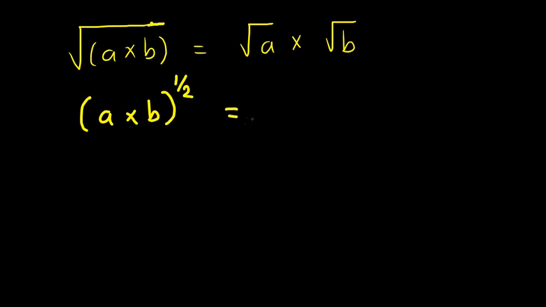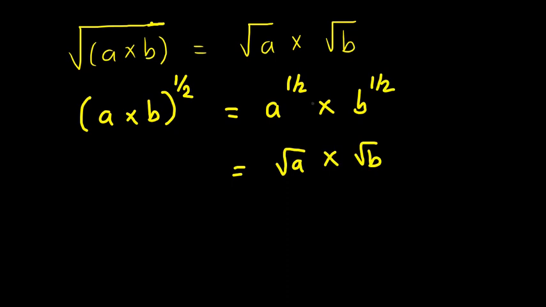Under exponential laws, we know that if we are raising a power to terms in a bracket, that power should multiply each term in that bracket. So it is the same as a to the power half times b to the power half. This can be further expressed as root of a times root of b. So that's where this law comes into play.